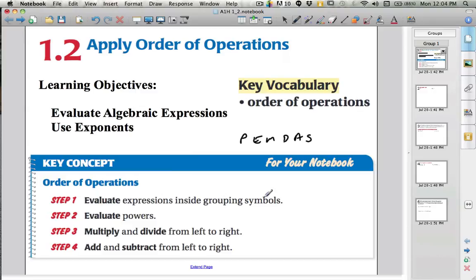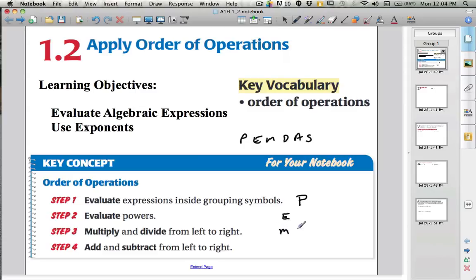Evaluating expressions inside grouping symbols. Parentheses. Now that could be other things as well. There are other things that could be looked at as grouping symbols, but for now we're going to focus on parentheses. Evaluate powers. That's the exponent portion. Exponents would also include things like square roots and logarithms, which you probably aren't working with so much yet, but we will get to as you go forward.